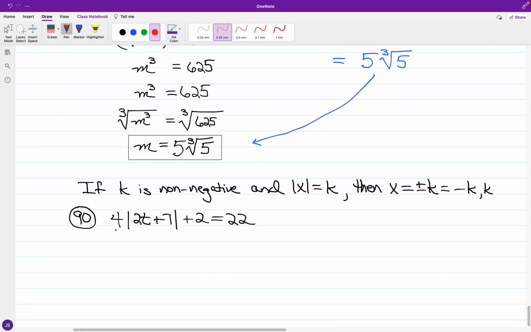Okay, so what I can do here is isolate the absolute value of 2t plus 7. So working around what I have here, I can subtract 2 from both sides.